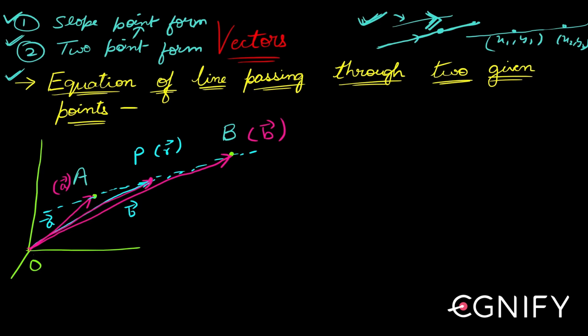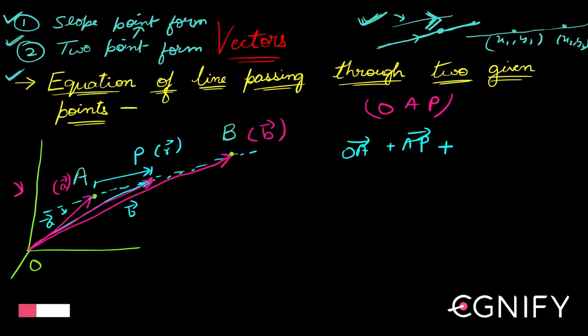Now as you can see, OAP is forming a triangle. In this diagram, just have a look at OAP. It's forming a triangle. Now I want to make sure that it forms a closed triangle. So OA bar, which is this pink vector, plus AP bar, the vector which goes from here to here, plus your PO bar should be 0.